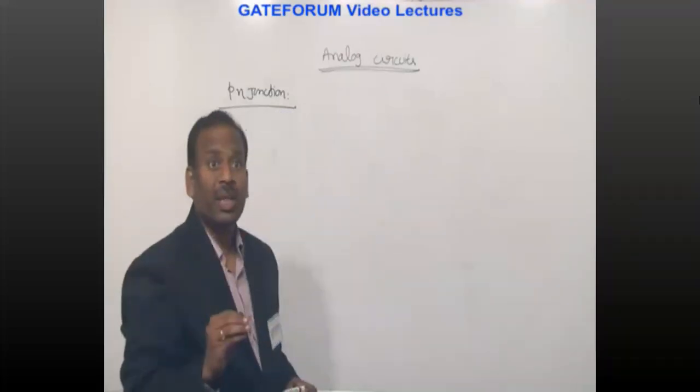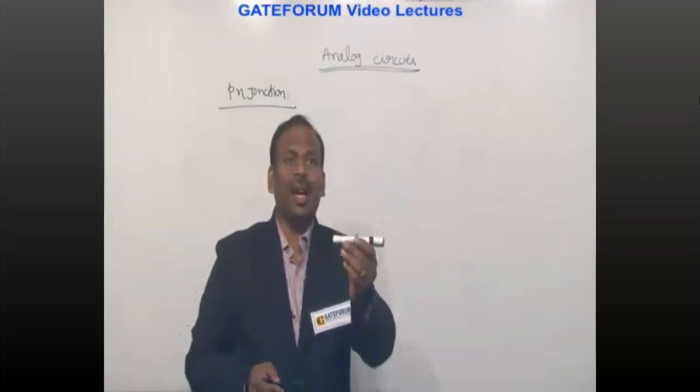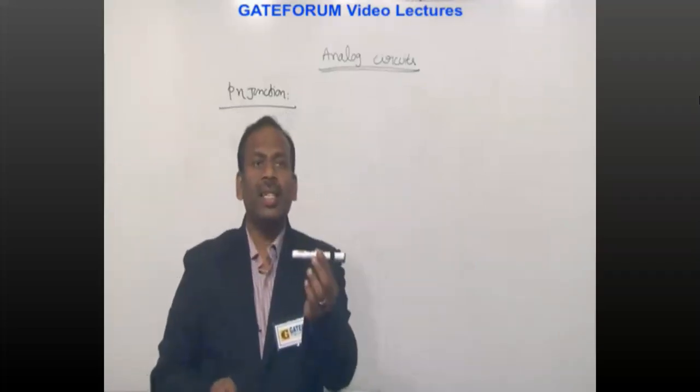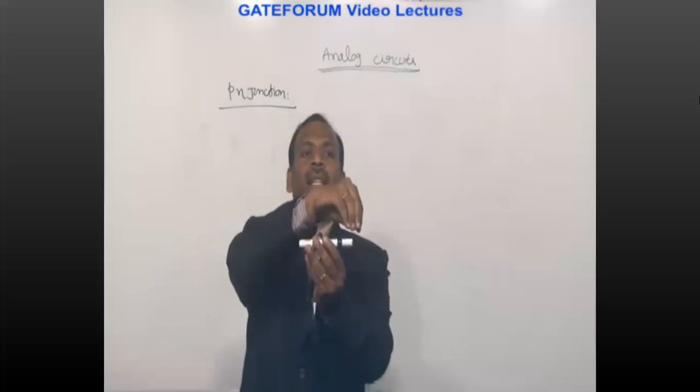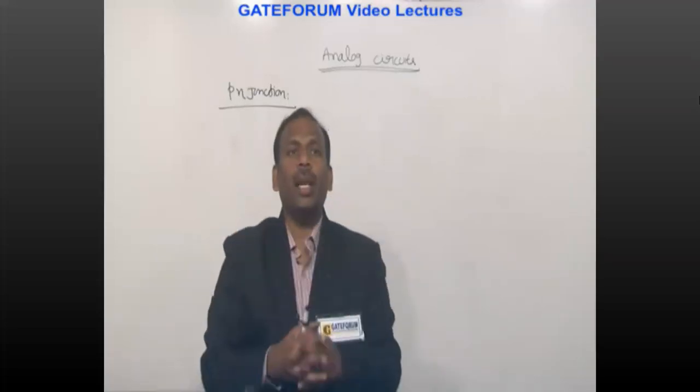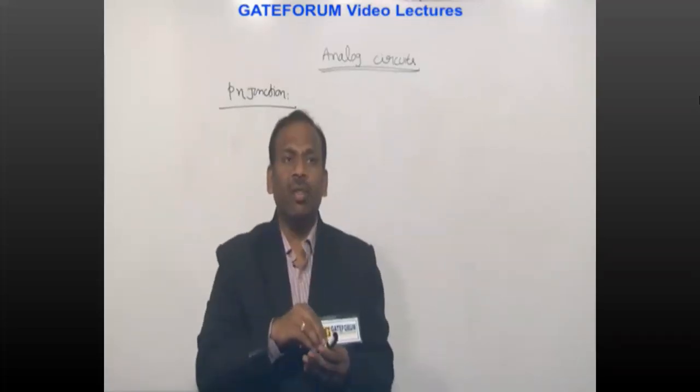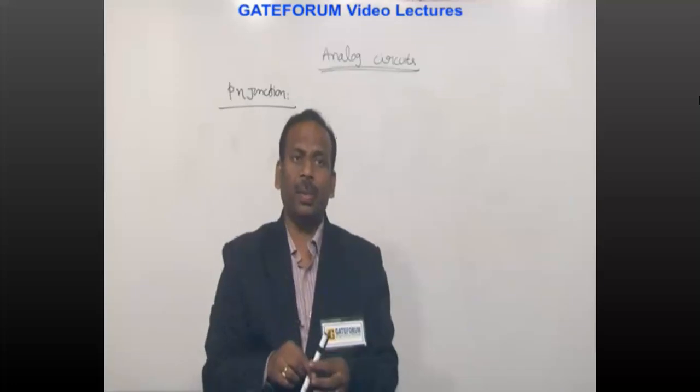How is a p-n junction formed then? Take a silicon or germanium. Add p-type impurities on one side, and add n-type impurities on the other side. Then a p-n junction will be created at the center.